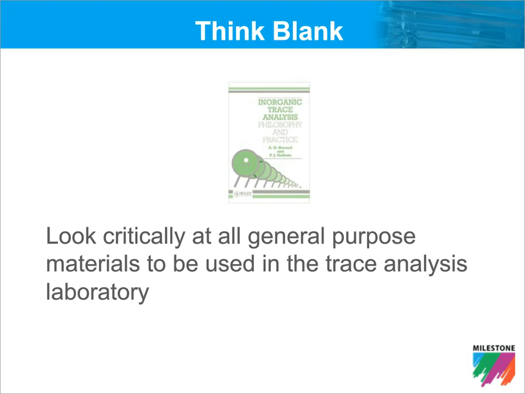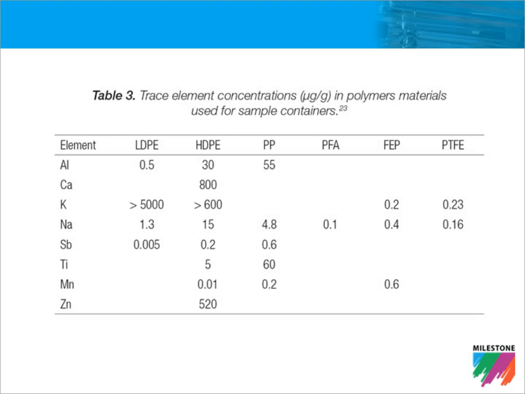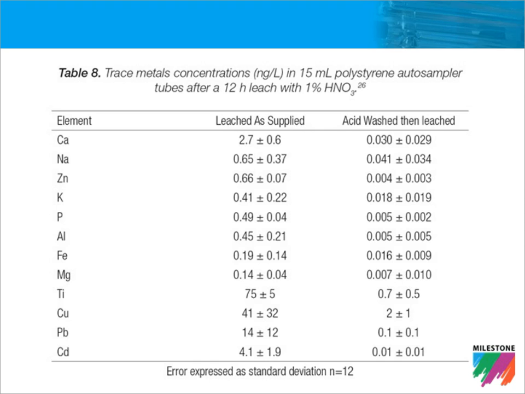For instance, consider the concentrations of trace elements in polymers that we use in labs and their potential for adding contaminants. We see some examples here in this table for polymers frequently used as sample containers. These contaminants may be listed as we see in the second column of this table. In the third column, we see how we can improve that by acid washing the auto-sampler container. We see really low concentrations after acid washing.